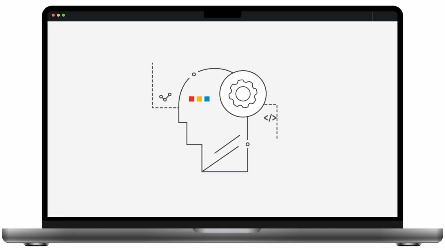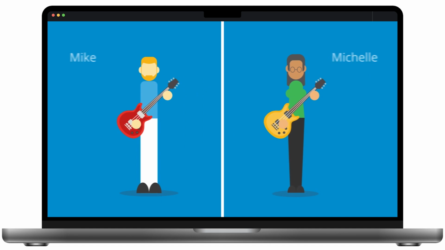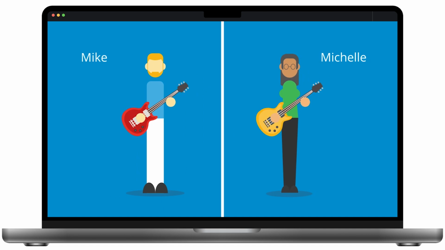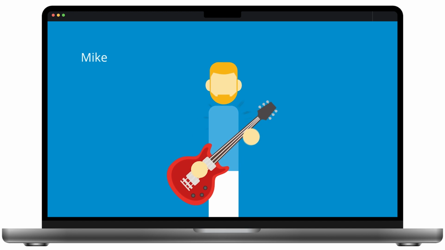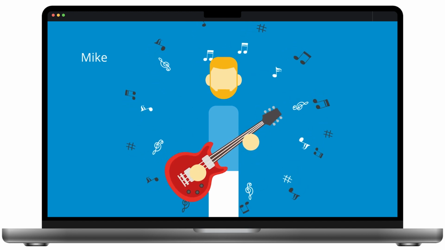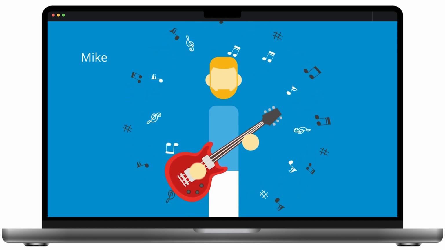Learning is a continuous process and can be pursued in multiple ways. Here are Mike and Michelle, two music enthusiasts, learning to play the guitar. Mike takes a traditional path. He religiously studies and practices the rules and formats taught to him.